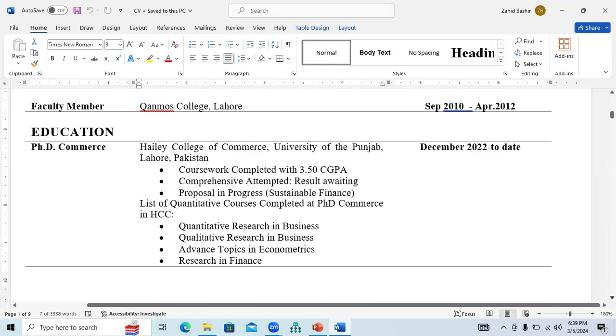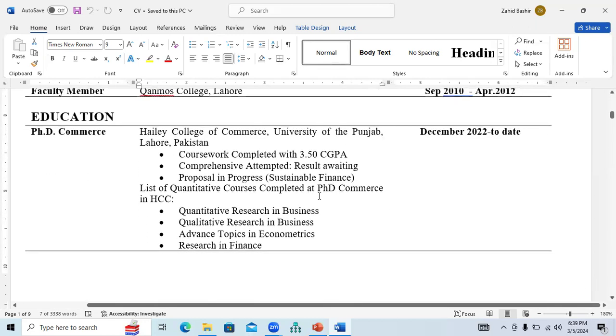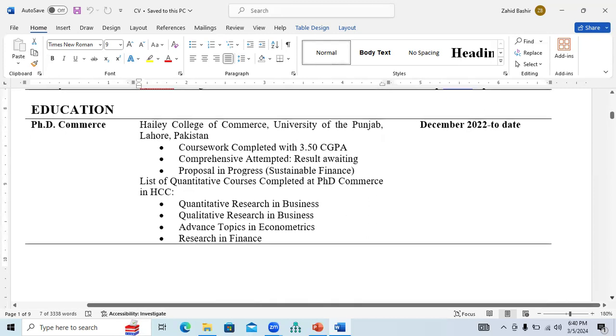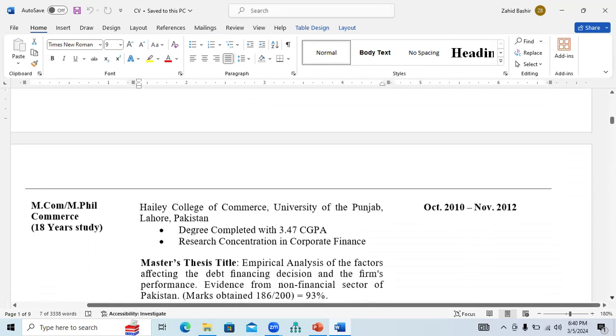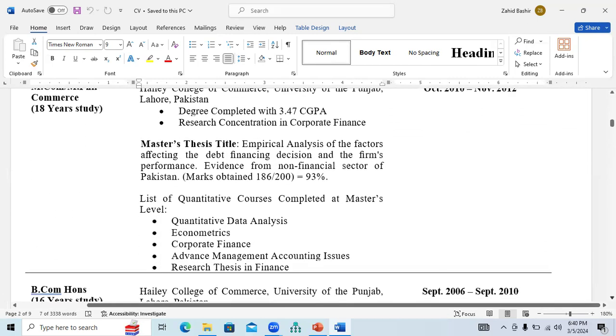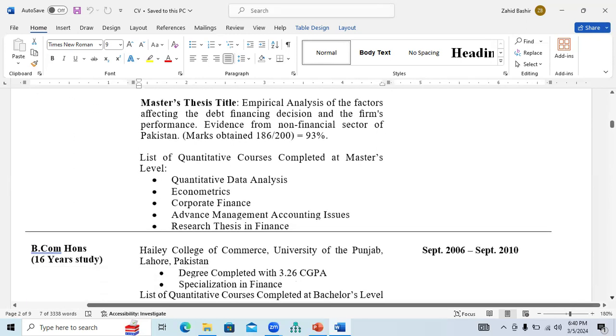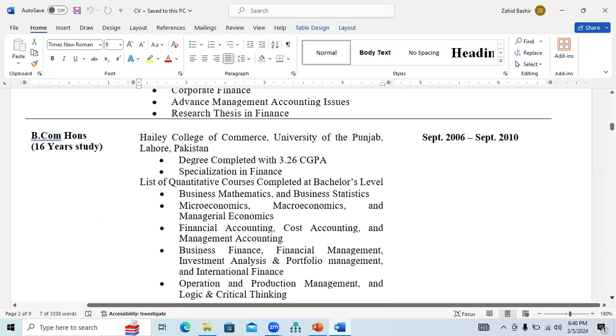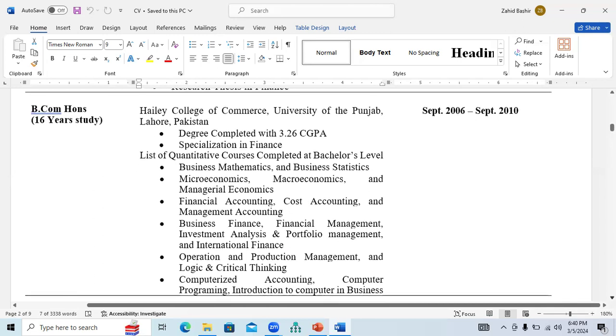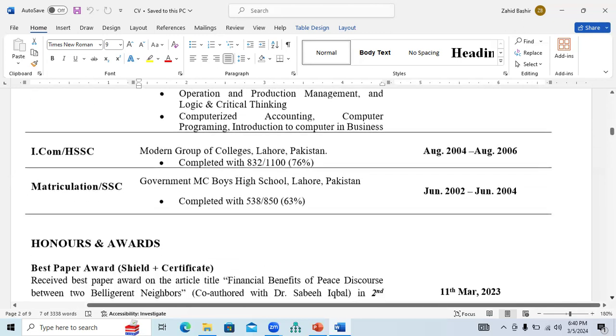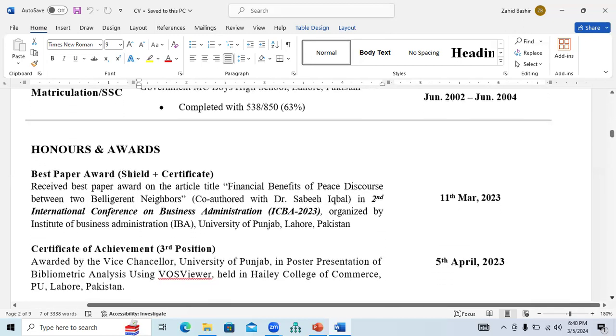This is my educational profile. At present, I have completed my coursework. I have also attempted my comprehensive. The result is awaited. My proposal is in progress in the area of sustainable finance. Previously, I did M.Com and M.Phil from Delhi College of Commerce with a thesis in the corporate finance area. Before that, I did BCom honors in 2010 from the same institute. This is my ICOM and matriculation qualification.